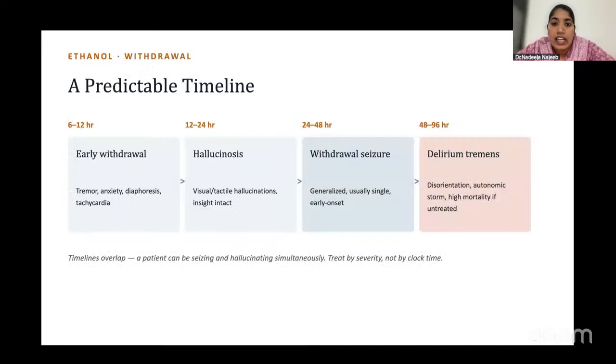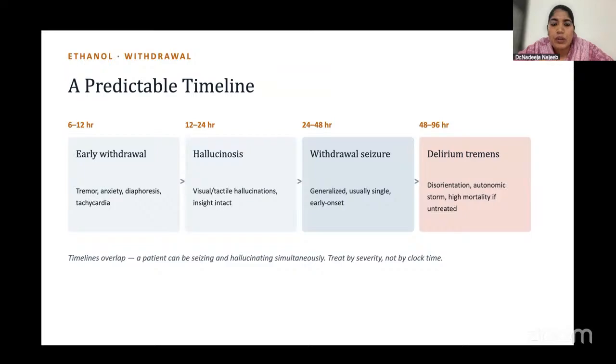Regarding alcohol, ethanol, which is the most commonly ingested alcohol here, is metabolized by alcohol dehydrogenase in the body. The level of inebriation is always directly proportional to the concentration of alcohol ingested. Let's look at a predictable timeline.